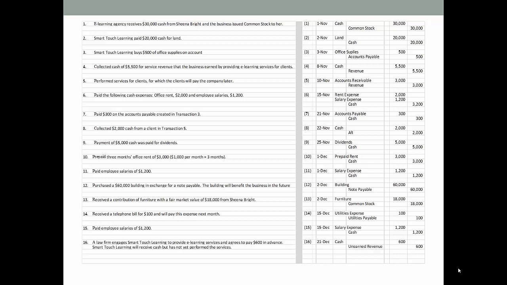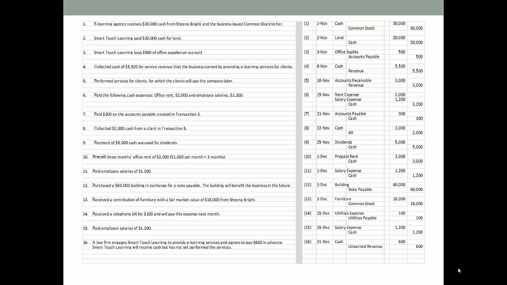A law firm engages Smart Touch Learning to provide e-learning services and agrees to pay $600 in advance. Smart Touch Learning will receive the cash but has not yet performed the services. This is akin to NFL teams when they get the ticket revenue before they perform the services or play the games. In this instance, Smart Touch has received $600 that it will owe back to the client if it does not perform these services. So the cash is involved, but also now a liability. They haven't earned the revenue yet because they haven't performed the services.